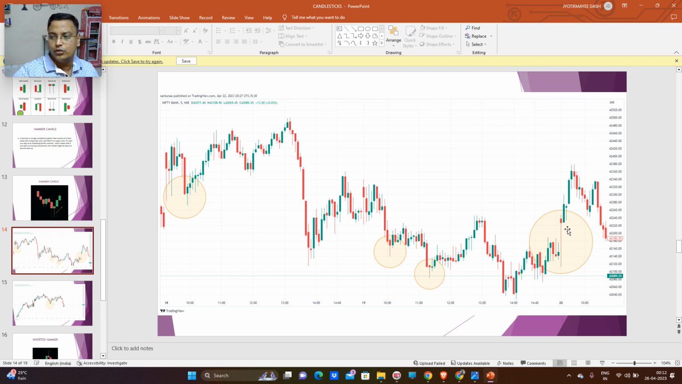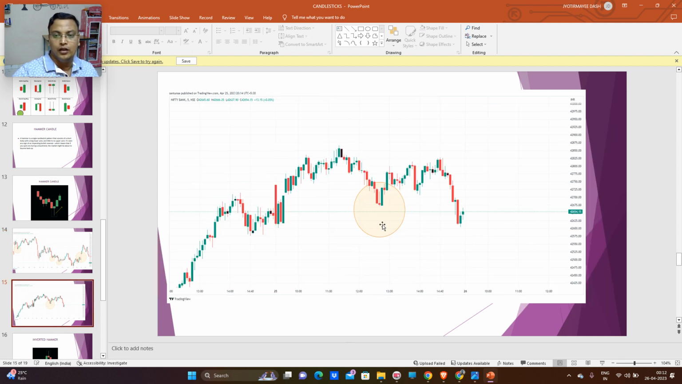And here is also another hammer candle, a strong hammer, very good. Just imagine, the prices came down to the low of 42,100, then the bulls fought back and took the prices here, and look what a rally after that. And look, another thing, here the prices came down.